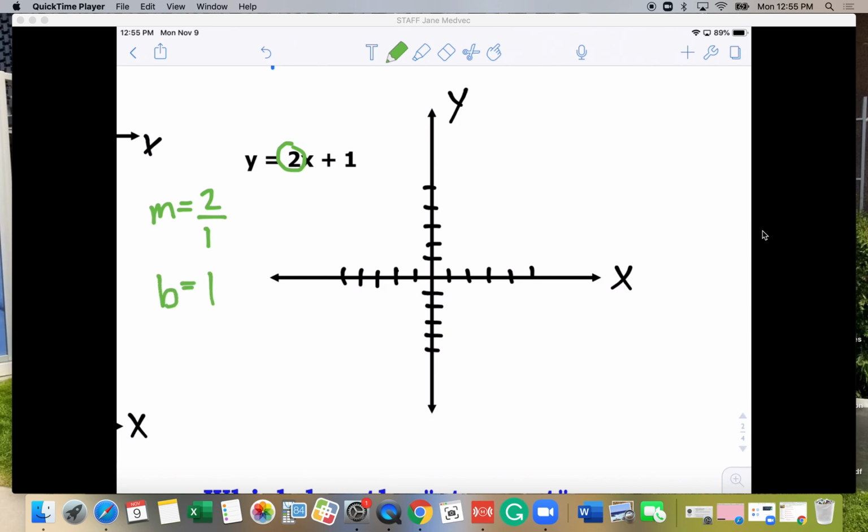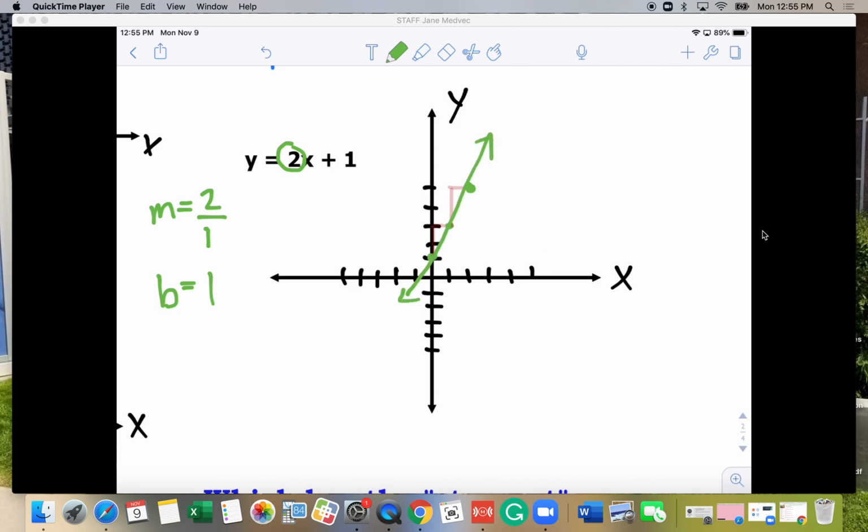So I'm going to grab my 1, and then I'm going to use my highlighter. Again, you don't have to use the highlighter part. This is just to help you. It's positive 2 over 1. So I'm going to go up 2, left 1. And I'm going to go up 2, left 1 again. And I'm going to draw my line.